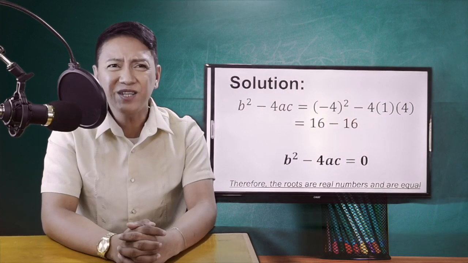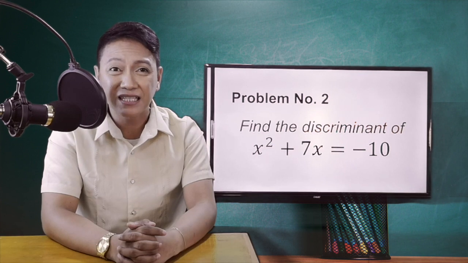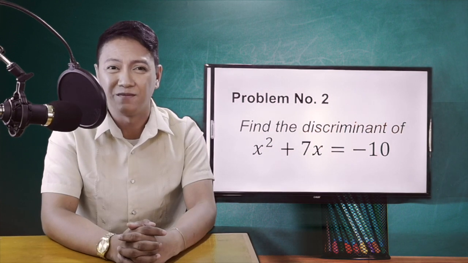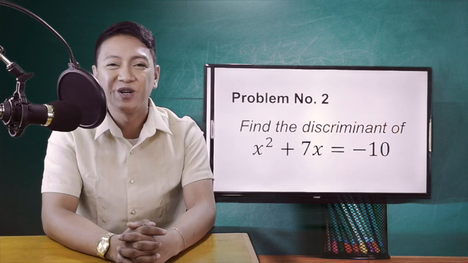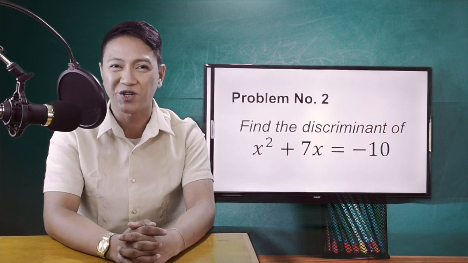Now, let us try another equation. x squared plus 7x is equal to negative 10. Can you solve this following the steps? Take a look at the quadratic equation.